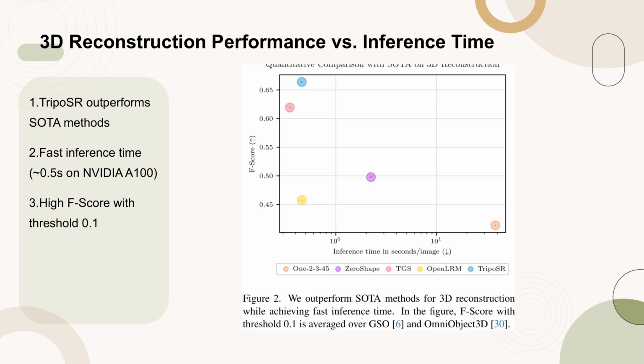Figure 2 illustrates the performance of TripoSR in comparison to state-of-the-art, SOTA, methods for 3D reconstruction, focusing on inference time and F-score. The plot shows that TripoSR achieves the fastest inference time, approximately 0.5 seconds on an NVIDIA A100 GPU, while also maintaining the highest F-score with a threshold of 0.1, averaged over the GSO and OmniObject 3D datasets. This demonstrates TripoSR's superior performance in both speed and accuracy for 3D reconstruction tasks.